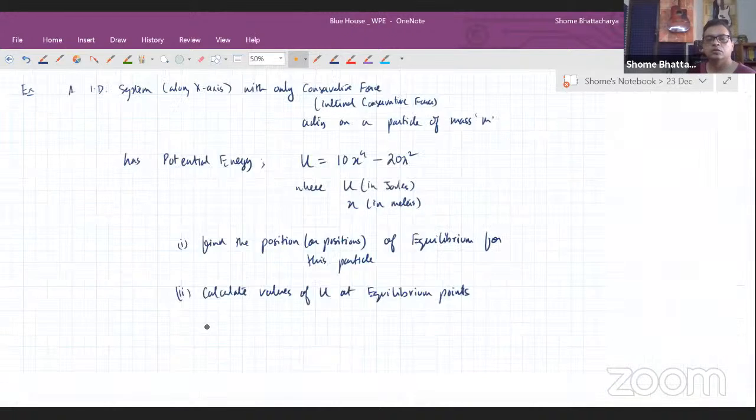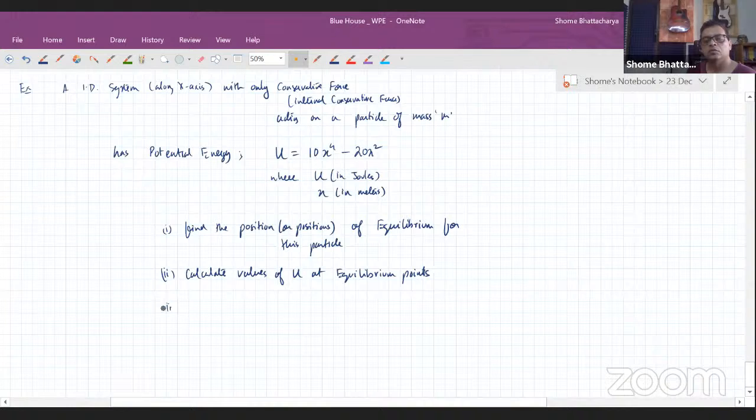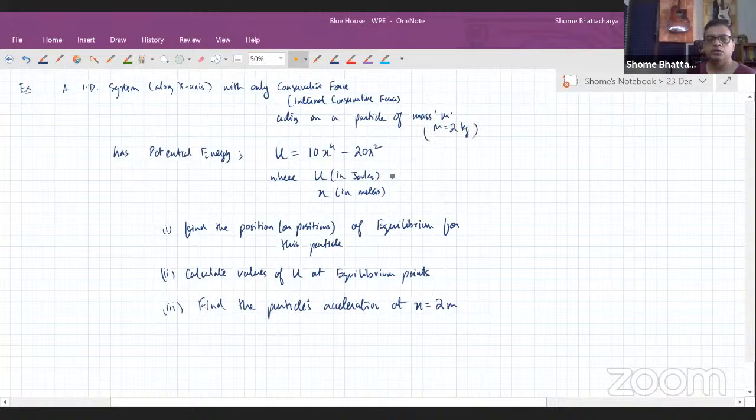And also find the particle's acceleration at x equal to 2 meters. Mass of the particle is suppose 2 kilograms. Okay, work this out quickly.